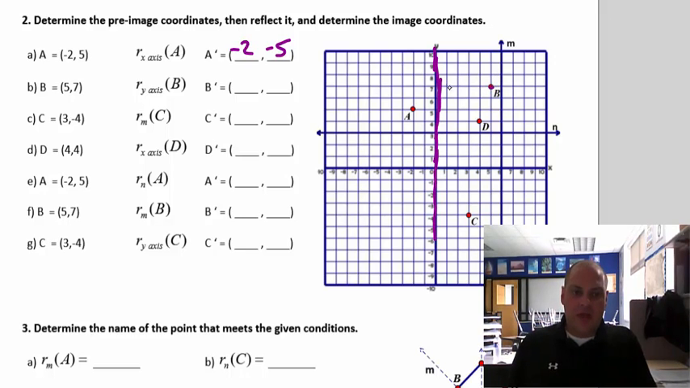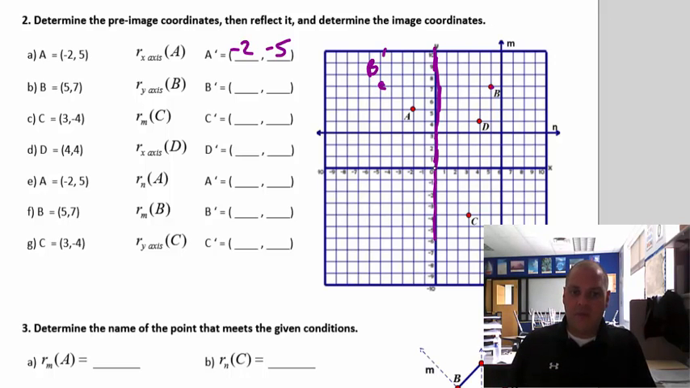Point B, how many units away? 1, 2, 3, 4, 5. So we're going to go the other way. 1, 2, 3, 4, 5. There we go. And there is B prime.